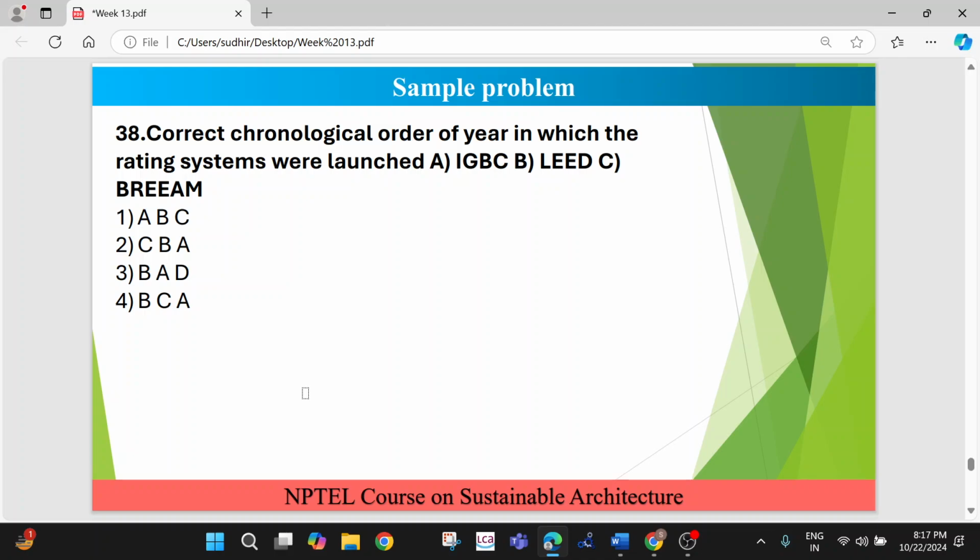Correct chronological order of the year in which the following rating systems were launched: IGBC, LEED, BREEAM. If A is referring to IGBC, B referring to LEED, and C referring to BREEAM, what will be the correct chronological order?